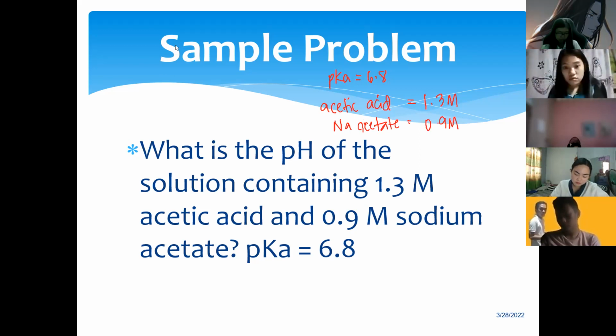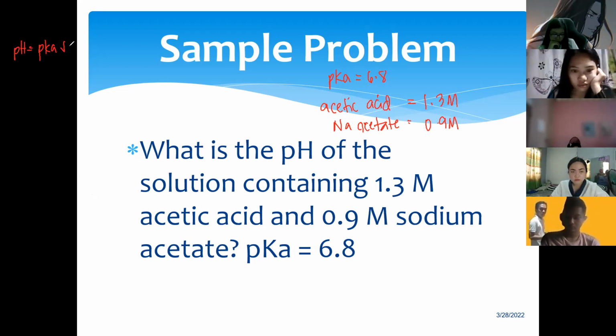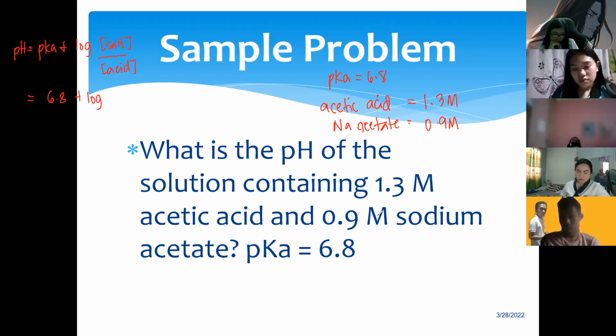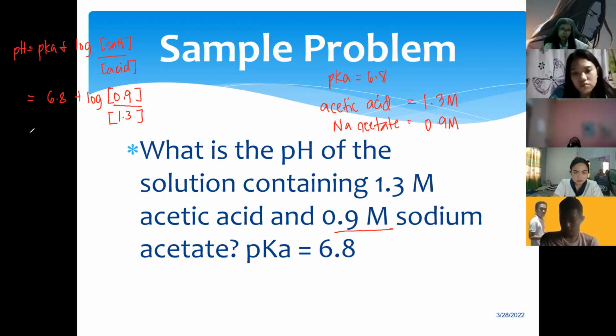Okay? Bilis na. So we have again here, our formula is pH is equal to pKa plus, since this is an acid, so we will be using this formula. Okay, si acid ang sa baba ha. So pKa is 6.8 plus logarithm of salt ang nasa taas, so this is the concentration, 0.9, divided by the acid, it's 1.3. So, actually, pag nilagyan mo siya ng bracket, pwede nang hindi ka maglagay ng unit.